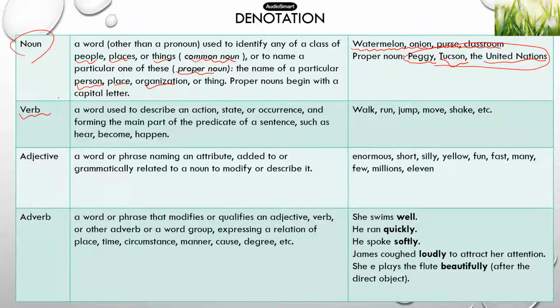So a verb is a word used to describe an action, a state, or an occurrence. Walk, run, jump, move, shake, read, fall. So all of those are verbs.